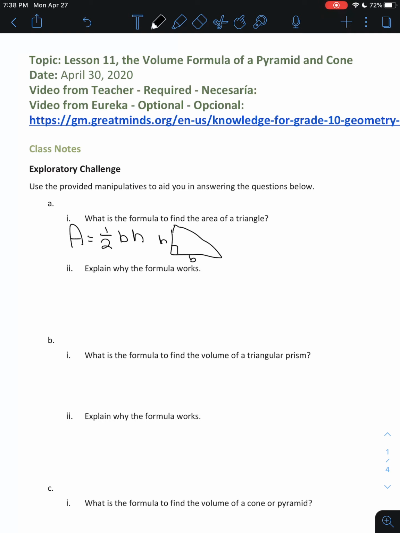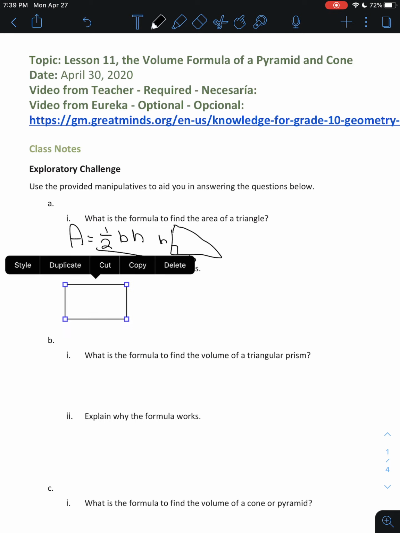For part 2 over here, explain why that formula works. Well, if you remember, this formula here is derived from, or it comes from, the area of a rectangle. Let's take a look. So let's say we have a rectangle, and remember that the area of a rectangle is length times width. So length times width, right?